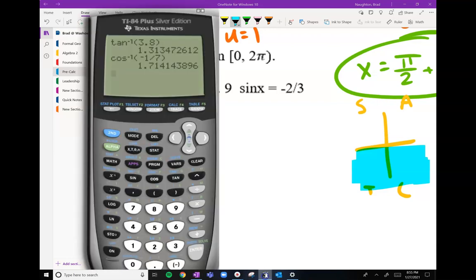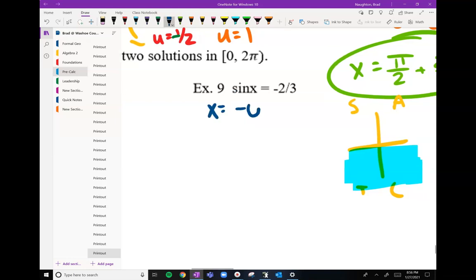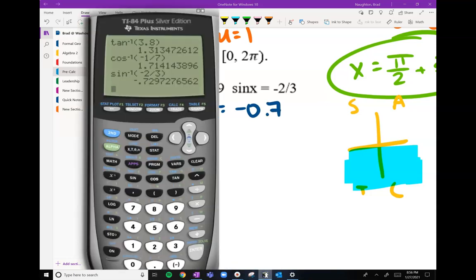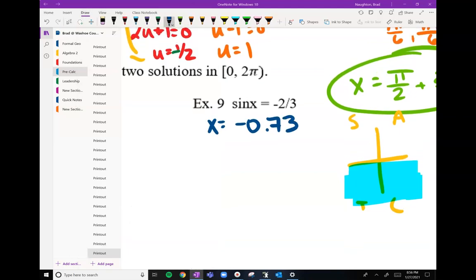So we put in the calculator, you went inverse sine of -2 divided by 3, and you got x. Oh, that's not my pen here. x is equal to -0.730, so we'll just say -0.73. That's close enough for government work right there.